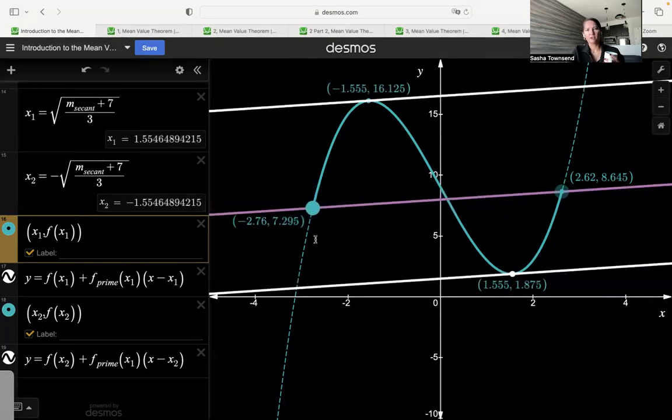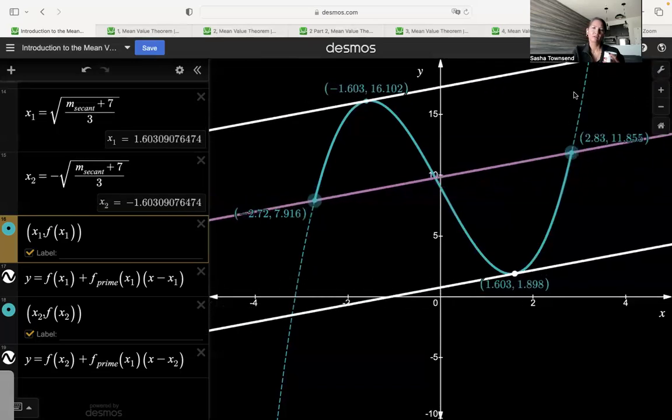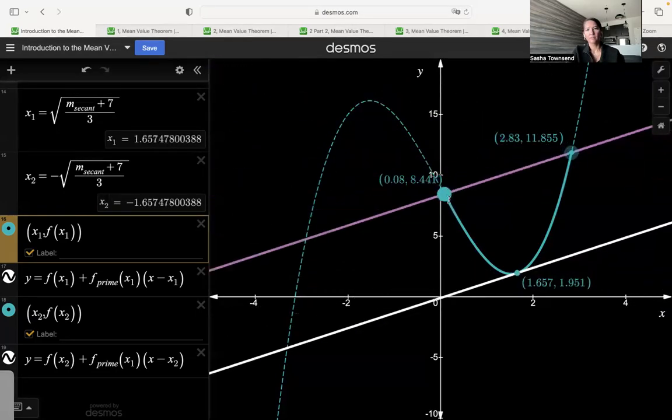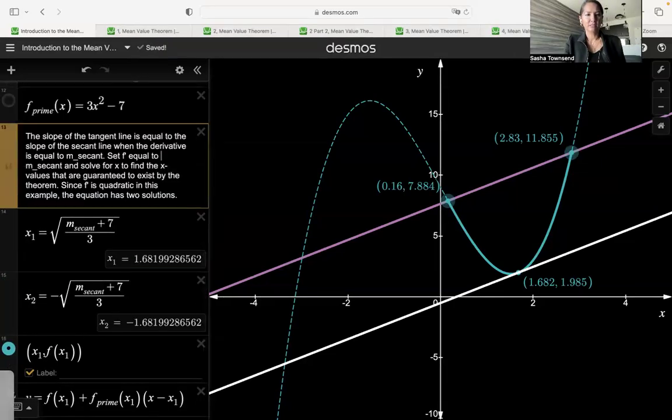With the mean value theorem, we say, okay, well, what if the y values are different from each other? Well, then there is at least one x value, and there might be more than one. But the theorem says that there's at least one if that function is continuous and differentiable on the interval of interest. So that's how we do it with polynomials.